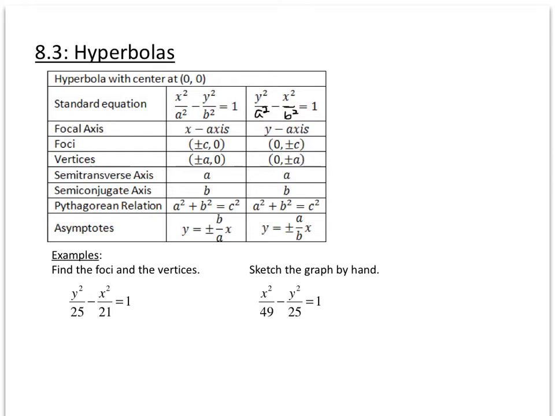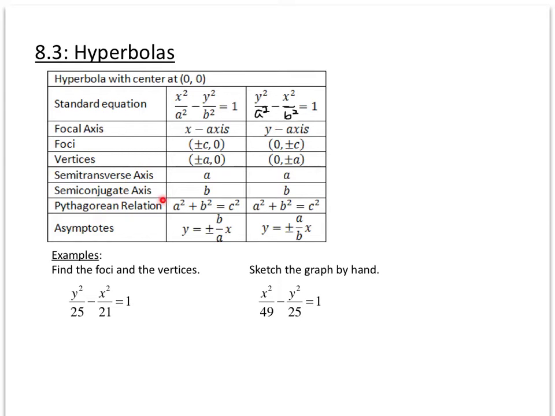And in this case, a squared is not necessarily our biggest number. It's the one that comes first between x squared and y squared. The next few things look the same on our chart, the focal axis and the foci and the vertices.